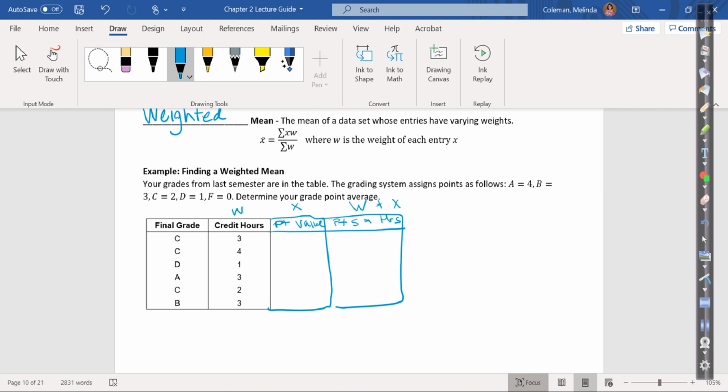So it tells us that a C earns 2 points. A C earns 2 points. A D only earns 1 point. An A earns 4 points. A C again earns 2 points. And a B earns 3 points. And I got that information from right here, which tells us what everything is worth.